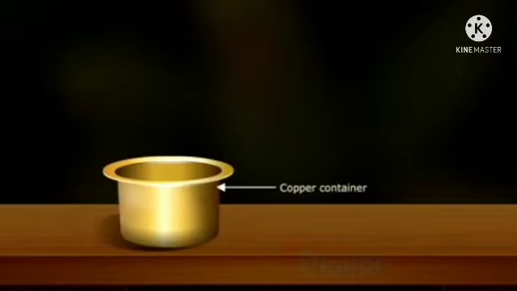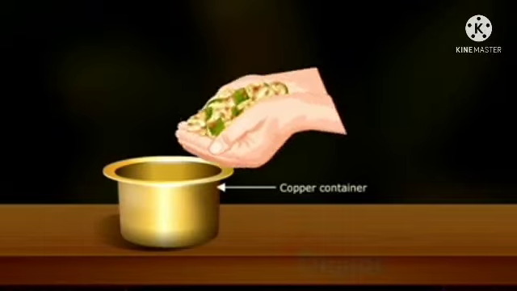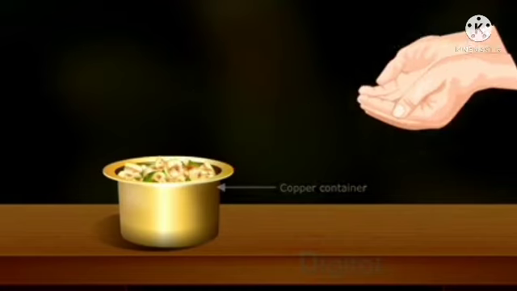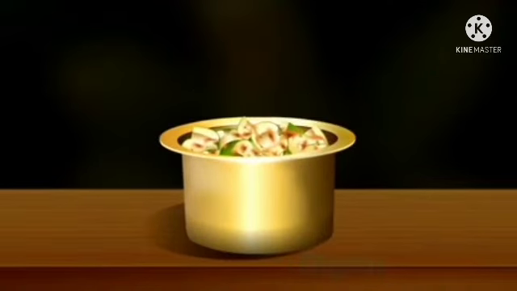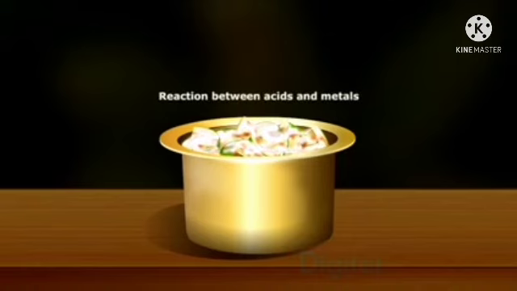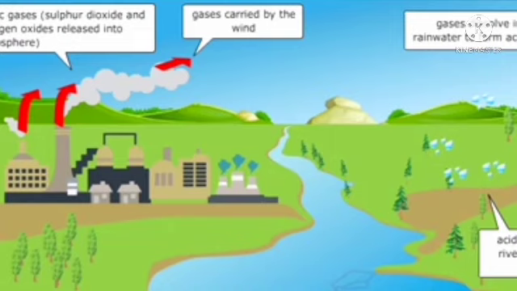Reaction between acids and metals. Pickles and other sour substances are acidic in nature. When they are stored in metal containers made of brass or copper, they get spoiled. This is due to the reaction of acids and metals. To avoid this, the inner sides of vessels made of brass and copper are coated.